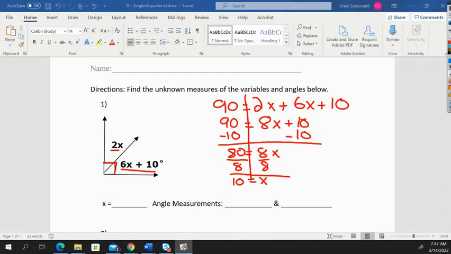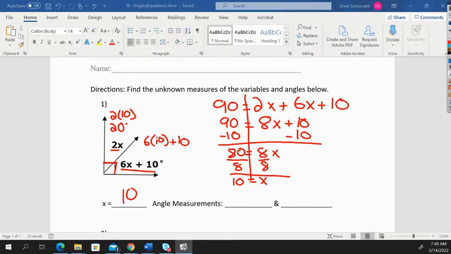Now that's only about half the problem. I could say x equals 10 now. To figure out what the angle measurements are, what these both equal, I'm just going to plug in 10 for x. So I'll go back to this problem, take out x, and replace it with 10. I know 2 times 10 is 20, which means my last angle should be 70, but let's double check by solving it. 6, I'll take out that x and put in 10, plus 10.